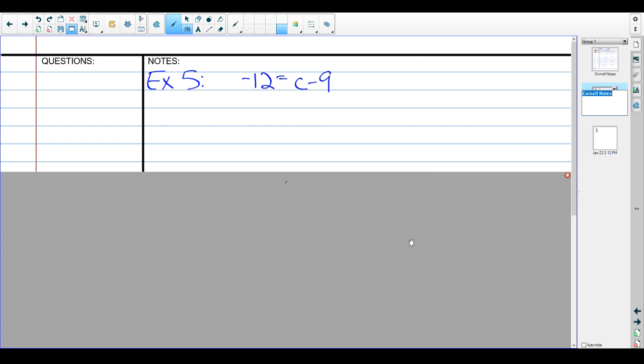Alright, number 5. This is the same idea except now the variable's on the right hand side, but that's okay. So we still want to get c by itself, so we need to get rid of this minus 9. So to get rid of a subtraction, we do the opposite.